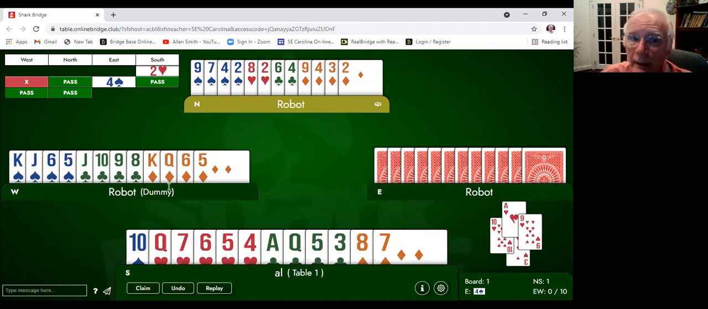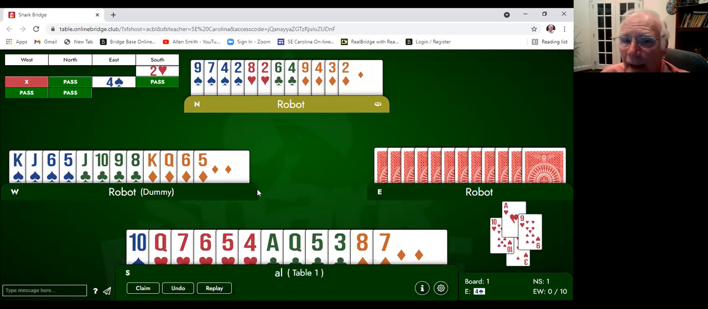He says, well, I can see that if I lead another heart, the declarer, East, is probably going to be able to take that heart trick or trump in the dummy's hand. So it doesn't make any sense to lead hearts, but my partner led the 3, and he's pointing to a lower ranking suit, which is clubs or diamonds.